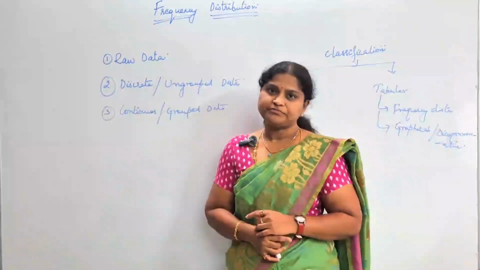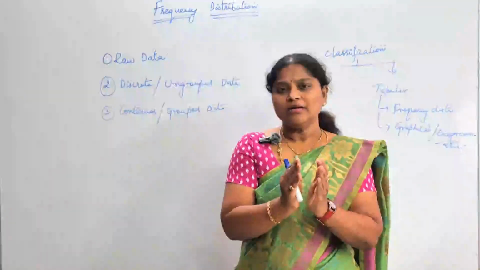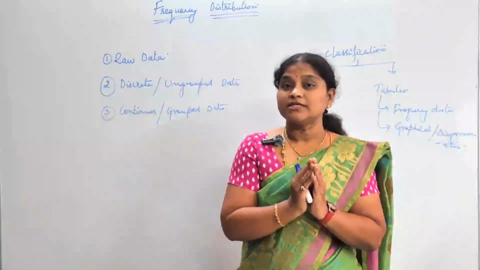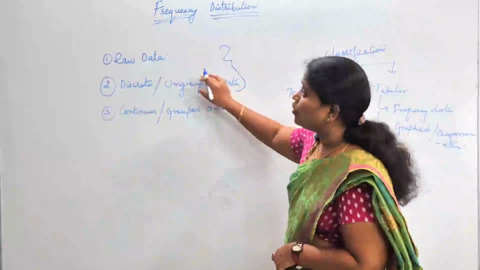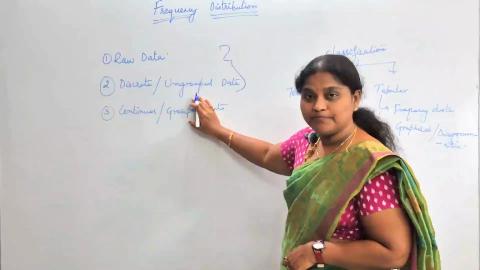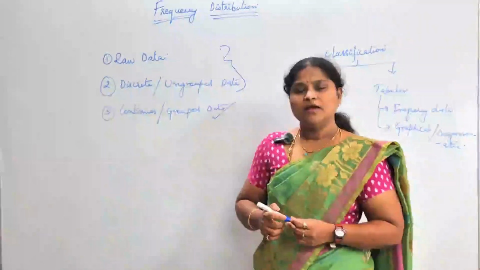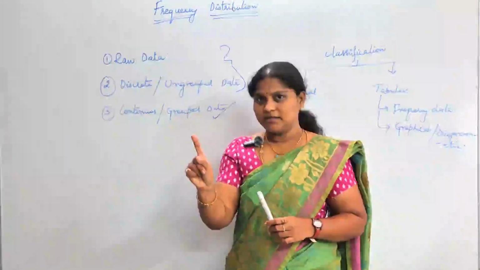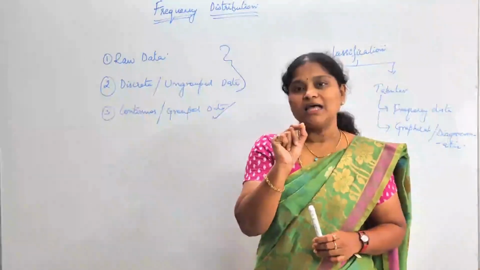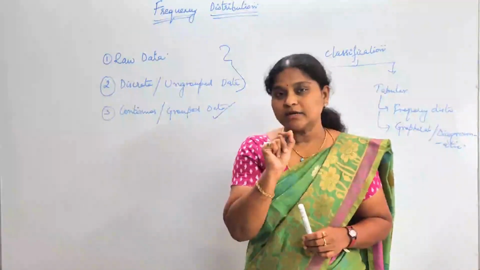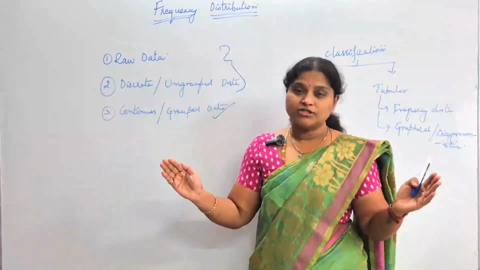Sometimes the data may be very limited or easily understood, and sometimes the data may be very large. So when data is limited, we can go for raw data or discrete data. And when the data is large enough, we can go for continuous data. But what is the difference between these two? In raw data, every value is unique. It doesn't repeat itself.